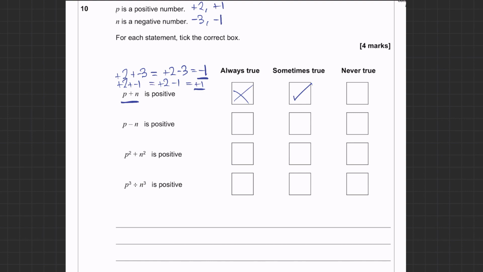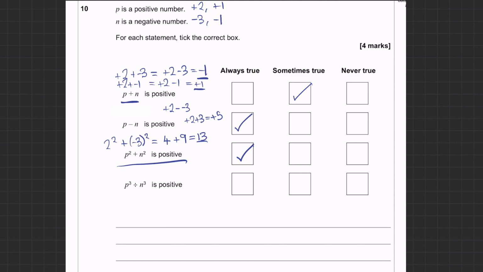P take away N is positive, and we use other numbers, so let's say plus 2 take away minus 3. Well, that becomes plus 2 plus 3, which becomes plus 5. So we can actually say, yes, it's always true. P squared plus N squared, well, we've got, let's say, 2 squared plus minus 3 squared, well, 2 times 2 is 4, and minus 3 times minus 3 is positive 9. So squaring a negative number is always going to give you a positive number. So therefore, this has to be always true.